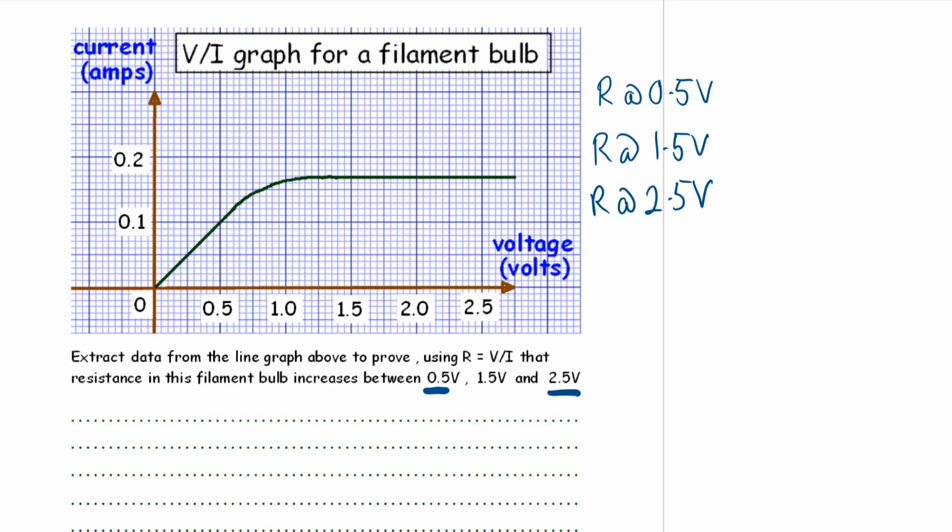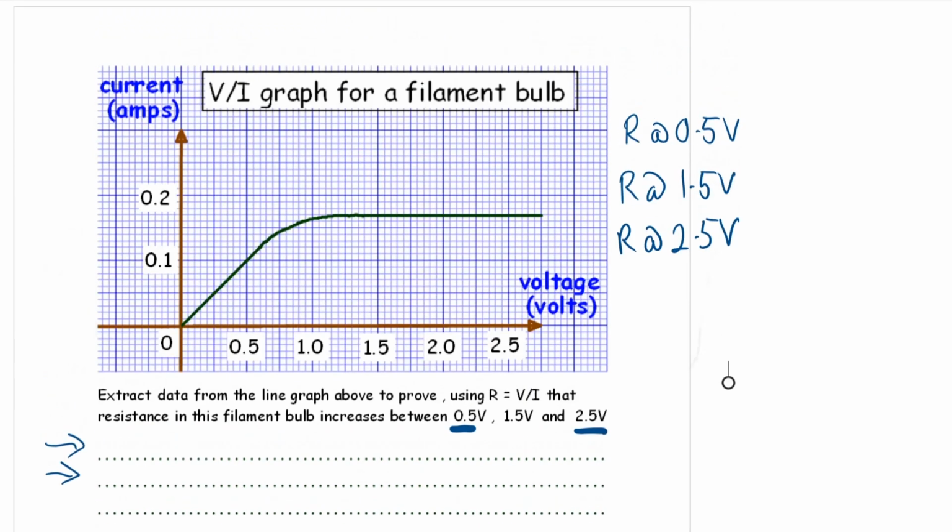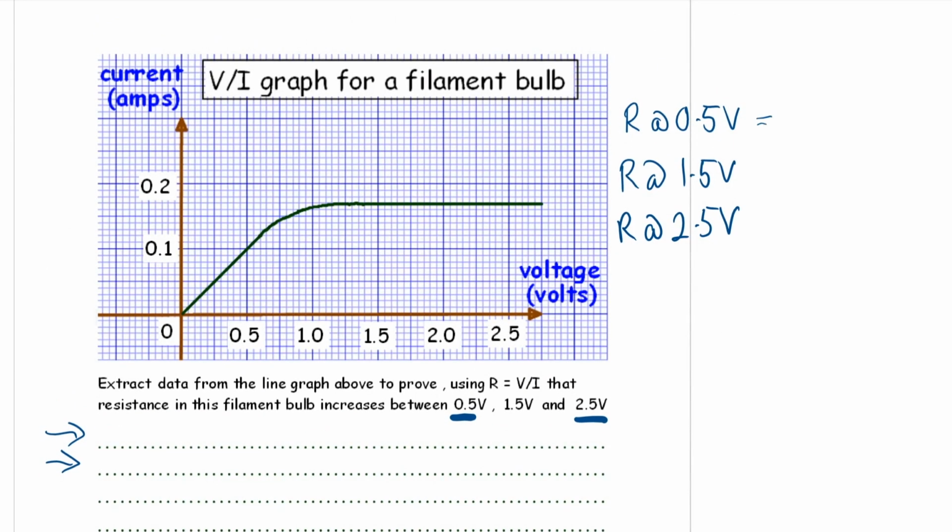If you haven't got space to the side in the booklet, you can always do it in the first couple of lines here. But the way to work that out, of course, as I'm sure you know, is you divide the voltage by the current. So at 0.5, if we take this point here, we go up from 0.5 and across to 0.1, we divide 0.5 by 0.1, and that will give us 5 ohms.